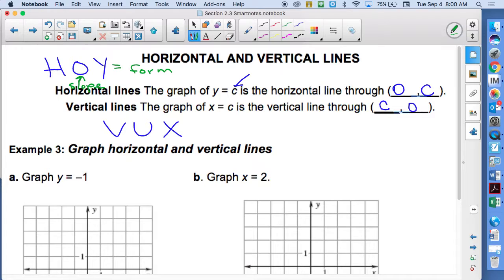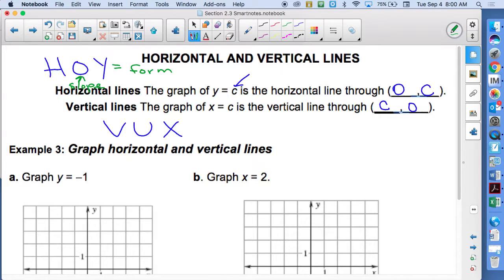Everybody mixes up horizontal and vertical lines, no matter what class you're in. Whether you're in my pre-algebra 2 class, a regular algebra 2 class, or honors trig and pre-calc, my honors trig and pre-calc kids still mess up whether it's horizontal or vertical. They always want to do the opposite. So a horizontal line should have a slope of 0. It should be in y equals 4. That's what the hoy stands for.